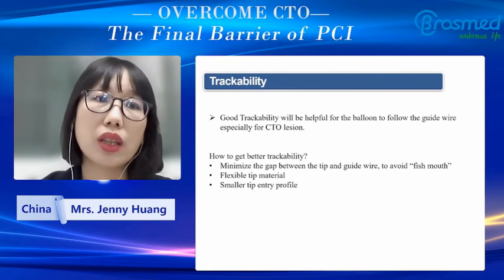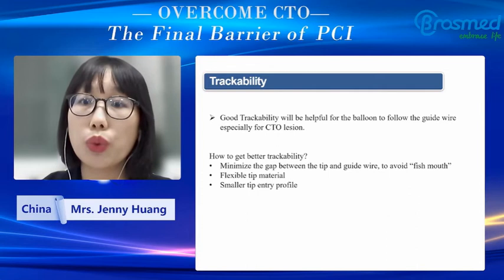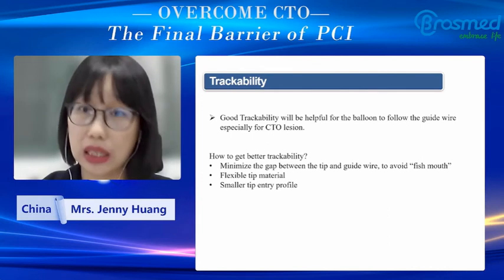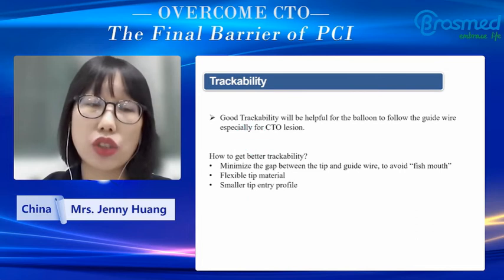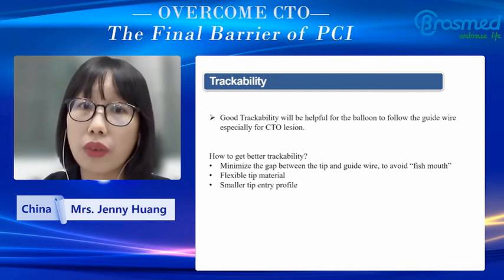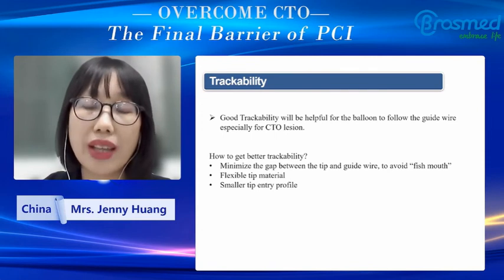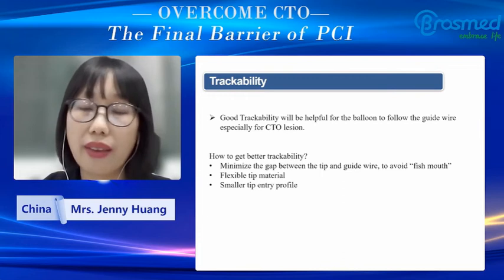So first one is the trackability. Good trackability will be helpful for the balloon to follow the guidewire, especially for CTO lesions. So good trackability is considered as the first factor to get better crossability. How to get better trackability? We have three suggestions. First, minimize the gap between the tip and the guide wire to avoid so-called fish mouths. Second, using flexible tip material. Third, try to get smaller tip entry profile.